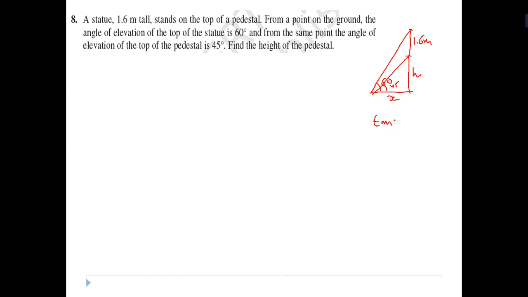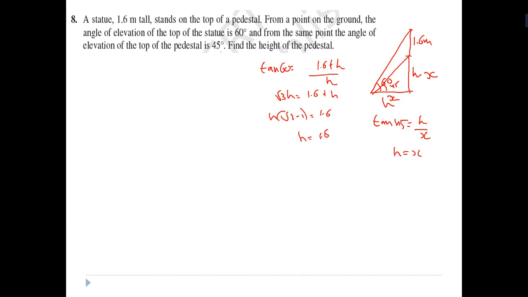So we can say h, or x. tan 45 is equal to h upon x, so h is equal to x. Now tan 60 means 1.6 plus h upon h. Now tan 60 is root 3, so root 3 h is equal to 1.6 plus h. So taking h common, (root 3 minus 1) h is equal to 1.6.